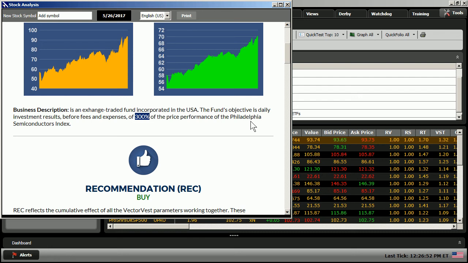So, as the Philadelphia Semiconductors Index goes up, let's say it goes up 1%, this ETF, the SOXL, would go up 3%. If you're on the right side of the trade, folks, you can make a lot of money in a short amount of time. And this is definitely an aggressive trading vehicle. But the downside is if the Philadelphia Semiconductors Index goes down 1%, your ETF would go down 3%. So if you're on the wrong side, you can lose a lot of money really quickly. Keep in mind that the triple leverage ETFs are designed as a trading mechanism.